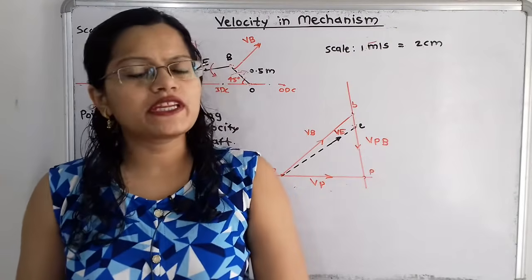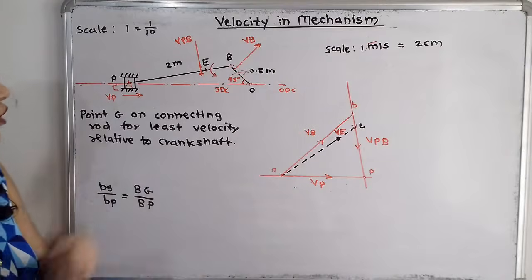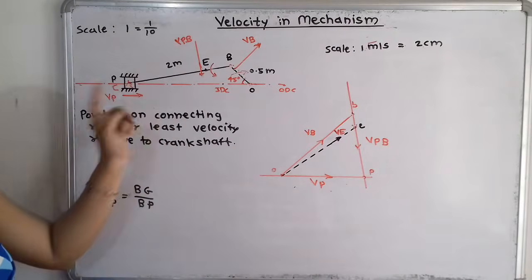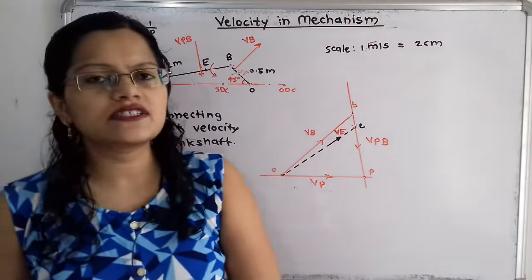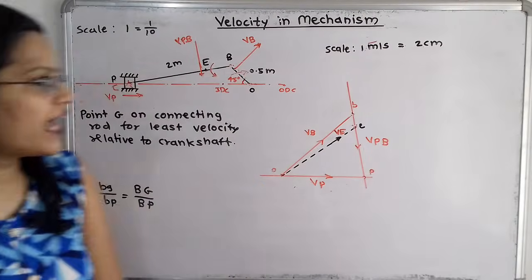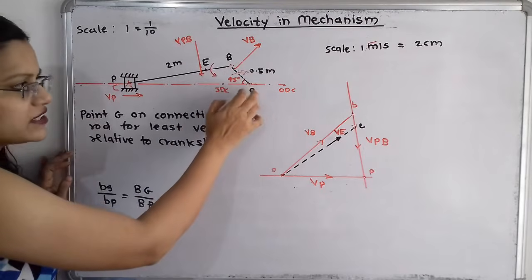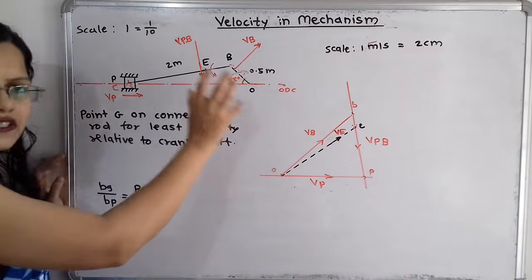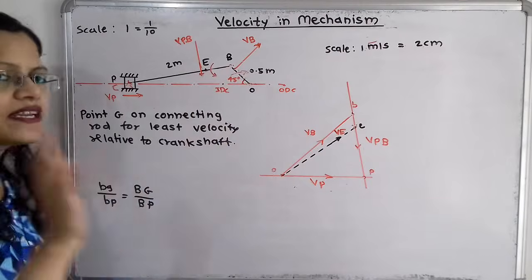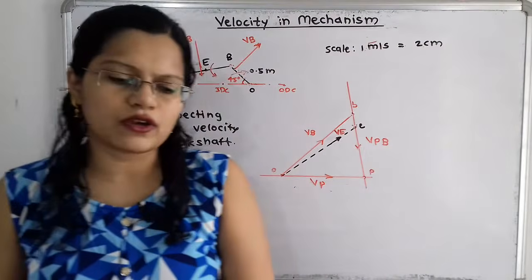Now we will move to the next question: we have to find the position of the point G on the connecting rod which has the least velocity with respect to the crankshaft. So we have to find such a point that, with respect to the crankshaft, that is at this point O, has the least velocity. What is the rule to find the least velocity?